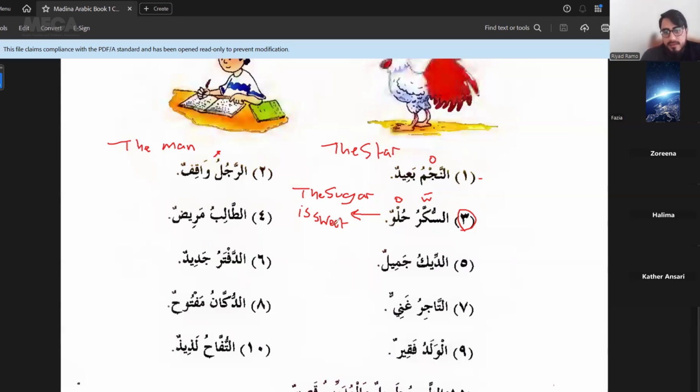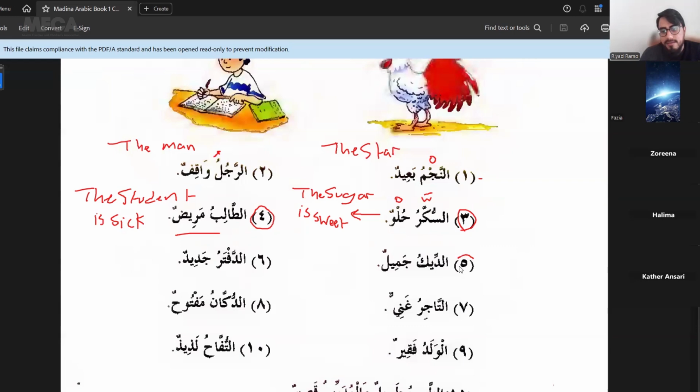Okay. Next one. Zarina, number 4. Oh, the table. Talibun. The student. Mufridun. Maridun. I look over that word, Maridun. I know the Spanish word marido means husband. I should have known that. No, a student. Marido is husband in Spanish, but this is sick. Maridun is sick. The student is sick. Good. Yeah, the student's sick. It's okay.